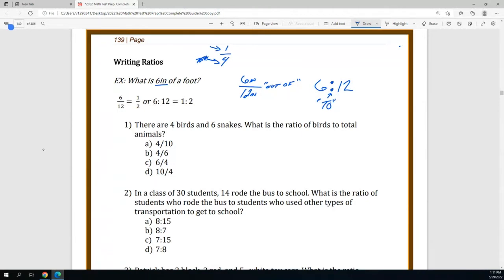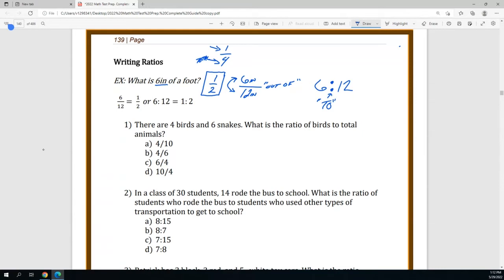Now, because these are kind of like fractions, you can simplify. That means you would take both numbers, like for instance, 6 and 12, which can both be divided by 6. 6 divided by 6 is 1, and 12 divided by 6 is 2. So you could say 1 out of 2. The GED test always simplifies. So if you have ratios or fractions, they will be simplified.